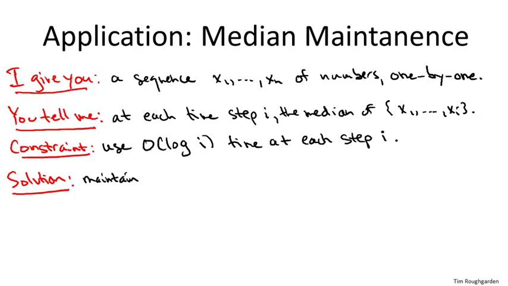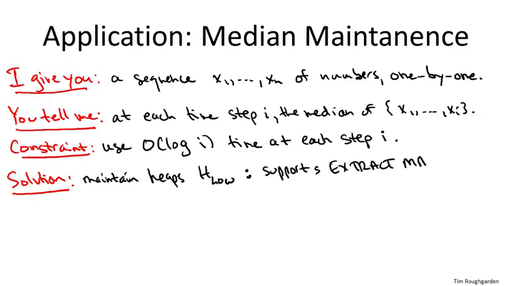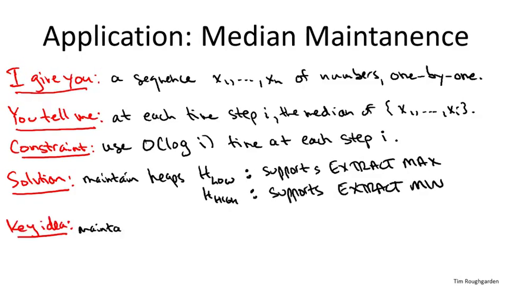And the key idea is to maintain the invariant that the smallest half of the numbers that you've seen so far are all in the low heap, and the largest half of the numbers that you've seen so far are all in the high heap. So for example, after you've seen the first 10 elements, the smallest 5 of them should reside in h low, and the biggest 5 of them should reside in h high. After you've seen 20 elements, then the smallest 10 should reside in h low, and the largest 10 should reside in h high.